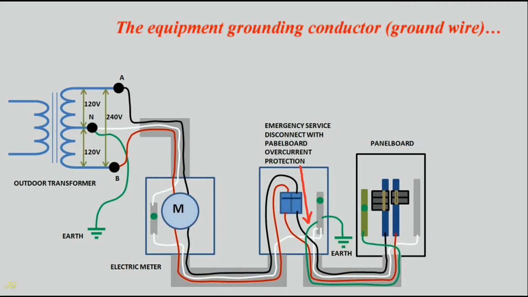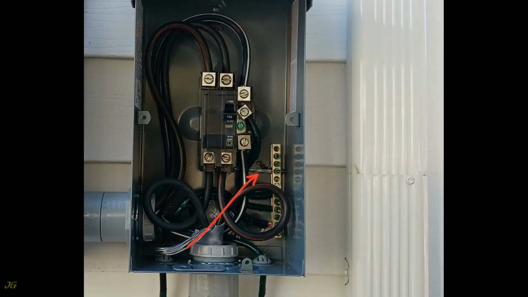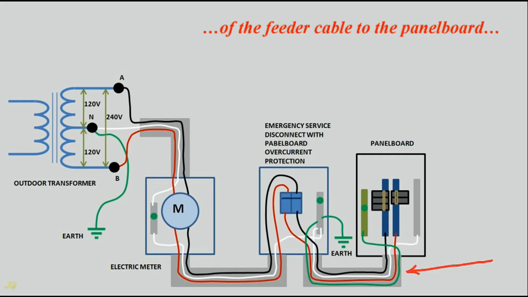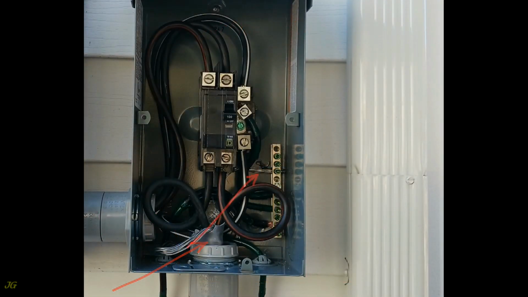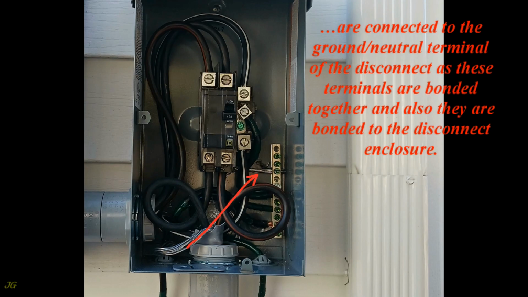The equipment grounding conductor, ground wire, of the feeder cable to the panel board, is connected to the ground neutral terminal of the disconnect, as these terminals are bonded together and also bonded to the disconnect enclosure.